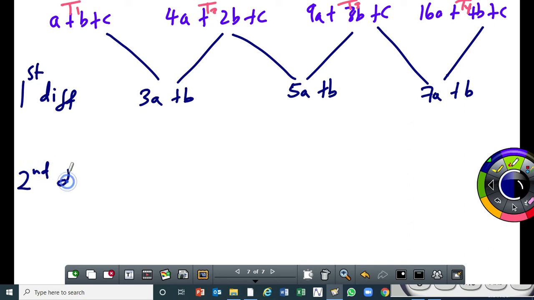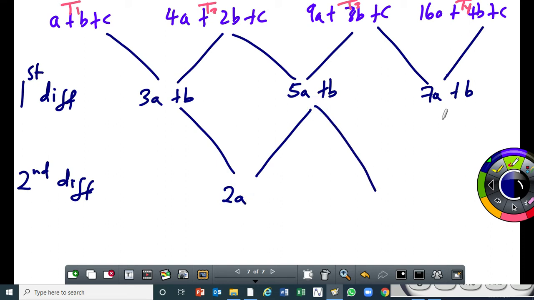So, second differences. So this is 5A minus 3A, B minus B, 7A minus 5A, E minus B. Now, when you want to calculate that A, I'm showing you that 2A is the second what? Difference.